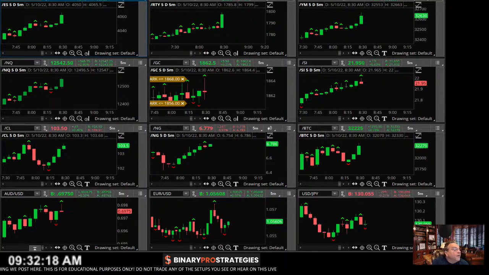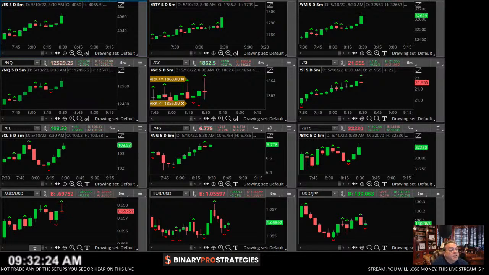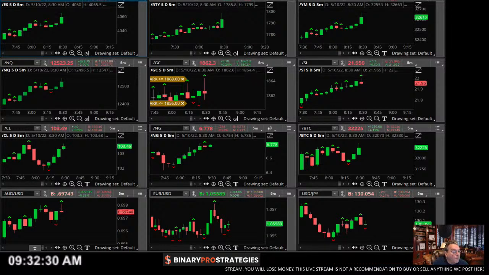Okay, long gold right now, target of 1868. If we don't hit target first, I'm going to reverse at 1856. We hit 1856. Getting a short on the Aussie US. Aussie US, that's going to be a core pattern short.